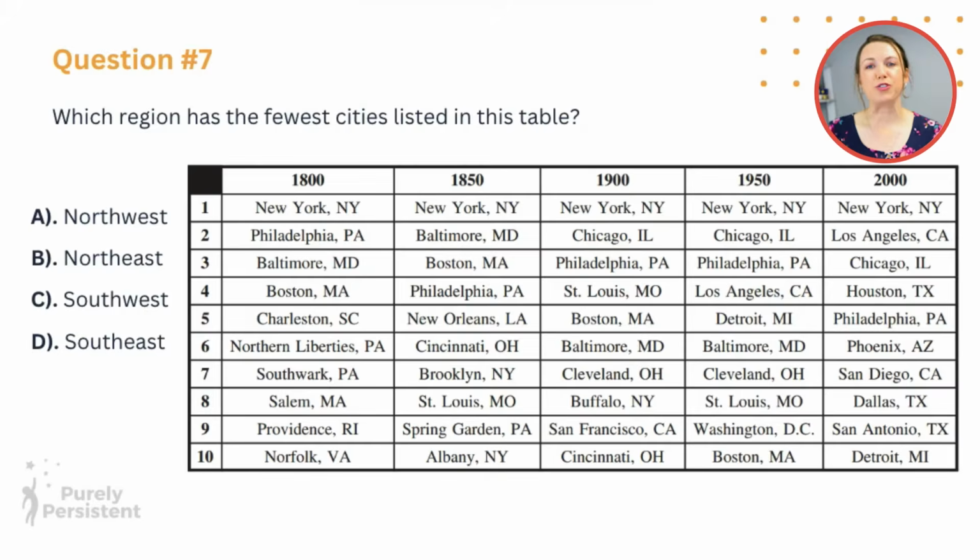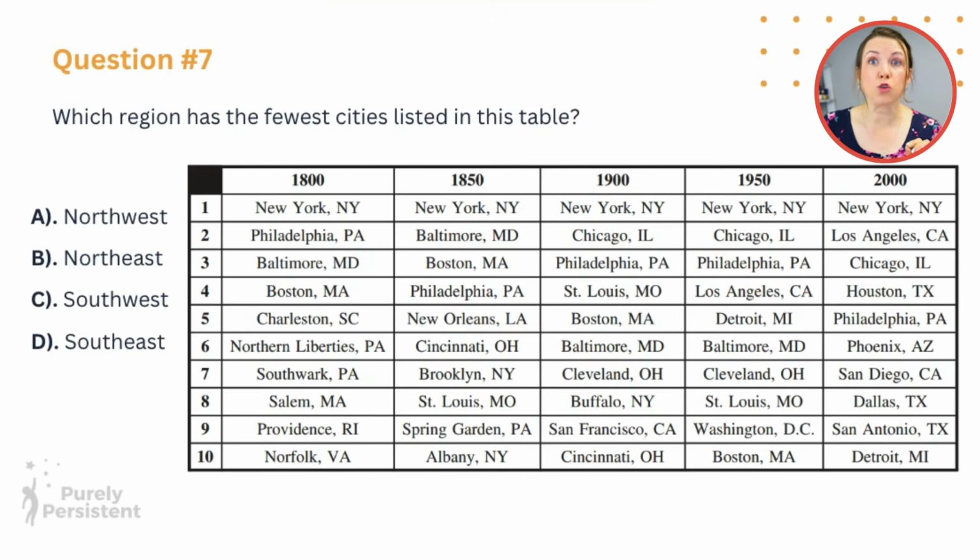Question 7. Which region has the fewest cities listed in the table? Okay, so I want you to divide the United States. So cut it down the half, cut it in the middle, and we've got our northwest, northeast, southwest, southeast. So looking at this, we have northwest. So the largest cities in the northwest would probably be Seattle, Portland, Salt Lake City. Are those on this list? No, they're not, right? So let's hold on to that one.